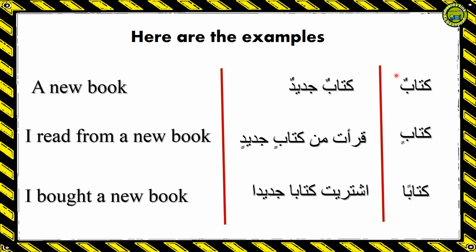So the reason why this indefinite noun takes dammatani is because of its subjective position. And the reason why this takes kasratani is because of its prepositional object position. And the reason why this takes fathatani is because of its objective position.